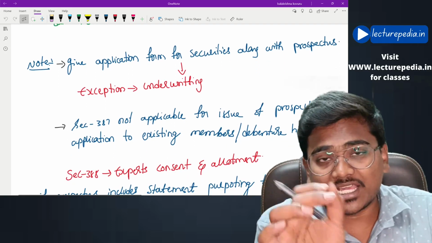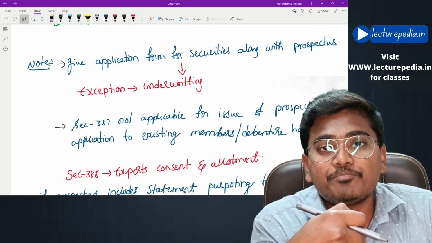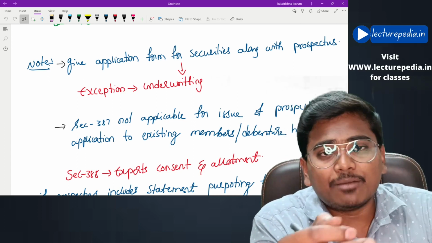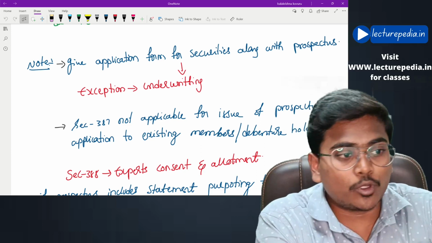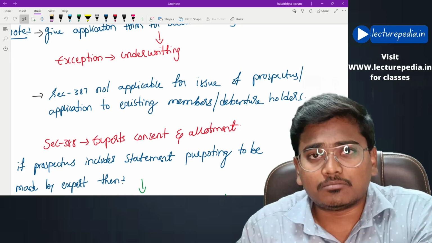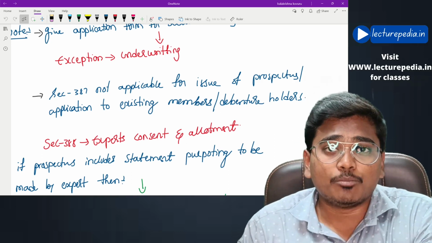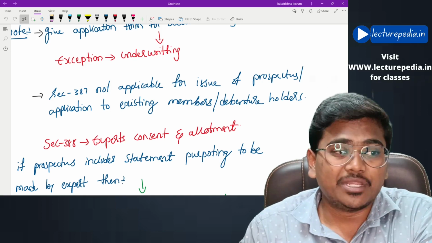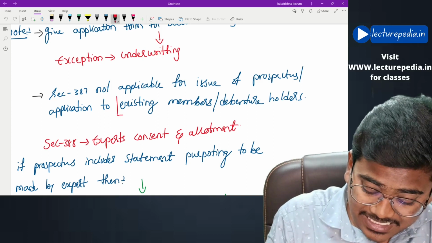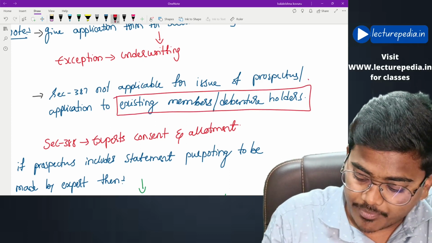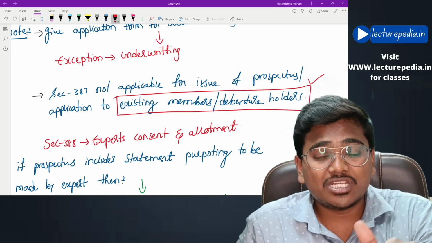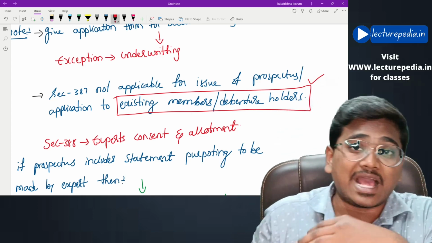There is one exception for this. In case you are giving application forms to the underwriters, in that case you can give only application forms without giving the prospectus. Okay, and this section number 387, that is the provisions relating to the prospectus, is not applicable for issue of a prospectus or application to existing members or debenture holders. Okay, if you are raising money from existing members or debenture holders, in that case you need not again issue the prospectus as per these requirements.